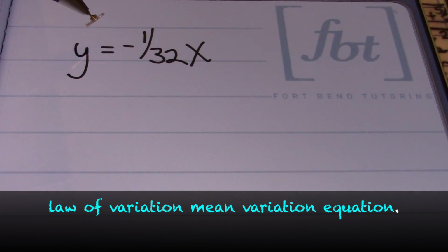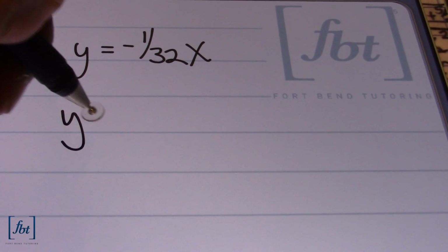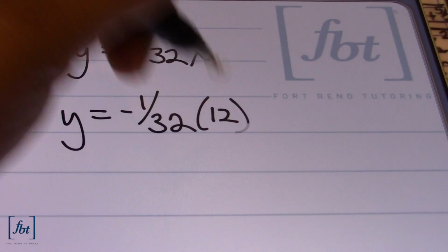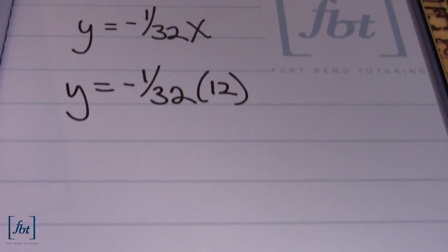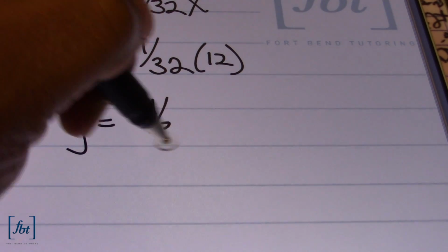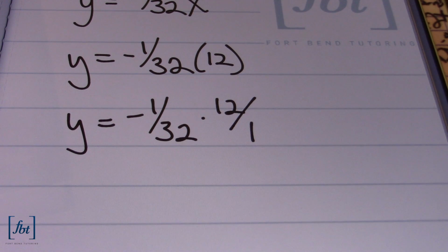So now that I have my variation equation, I know I can go ahead and plug in 12 for x and solve for y. So let's go ahead and plug in 12 for x. We'll rewrite this as y equals negative 1/32 times 12. From here, you can go ahead and simplify the problem. So if we set it up as y equals negative 1/32 times 12 over 1, well, I'm going to choose to simplify before I multiply.